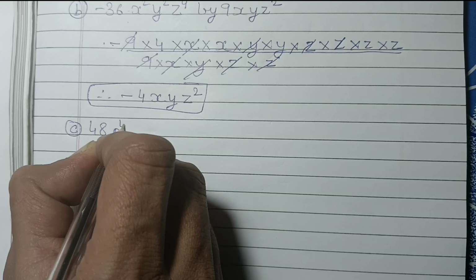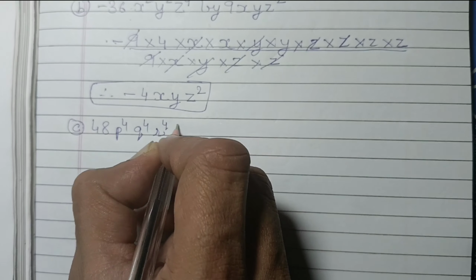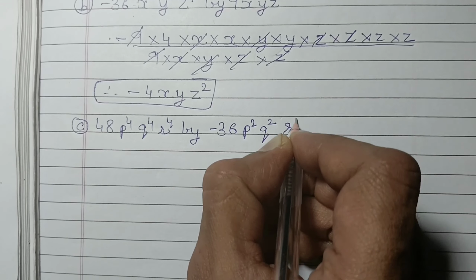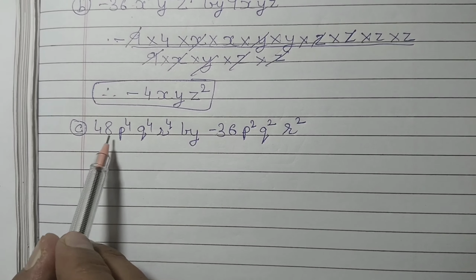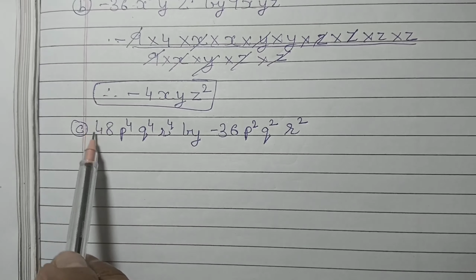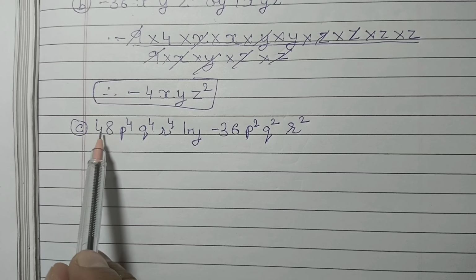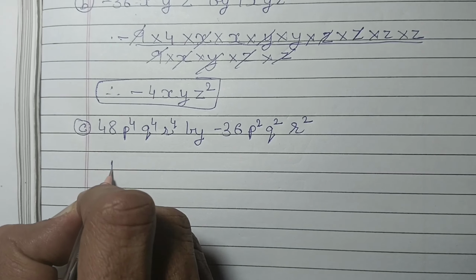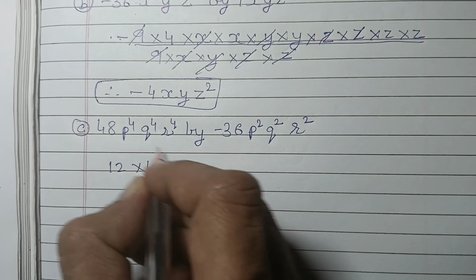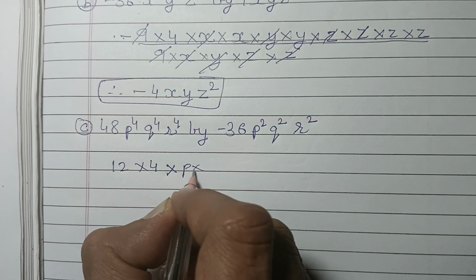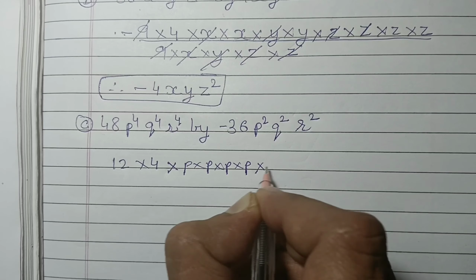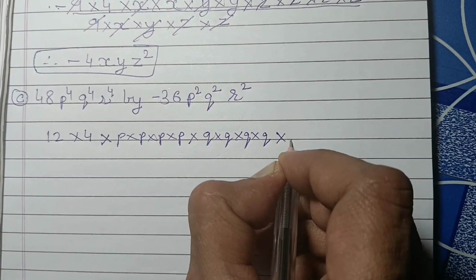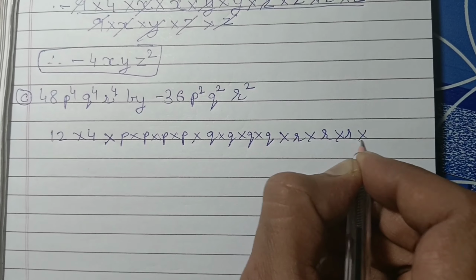48 p to the power 4 q to the power 4 r to the power 4 divided by minus 36 p square q square r square. Okay, now we have to factorize this term 48. So we can write it in terms of 12 4s are 48 into p to the power 4. So we can write p 4 times, q 4 times, and r 4 times.